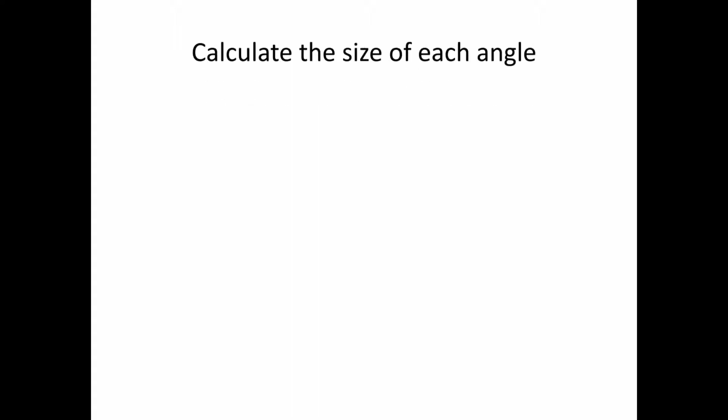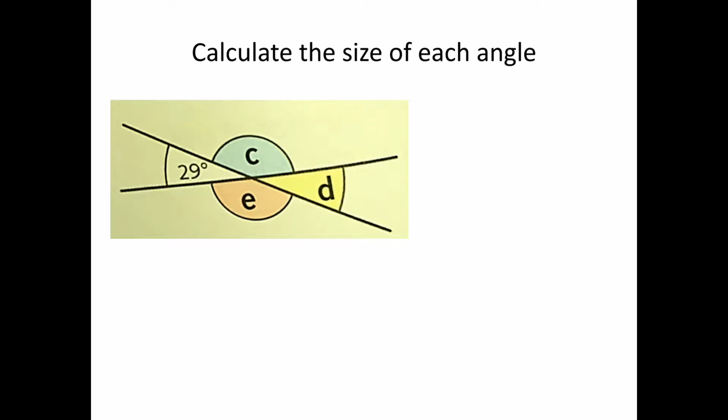Let's see another example. We have this model. What do we have to do first? Excellent. Use your highlighters or felt-tip markers to give each line a different color. Now we can see the vertically opposite angles. The right is equal to the left and the upper is equal to the lower.